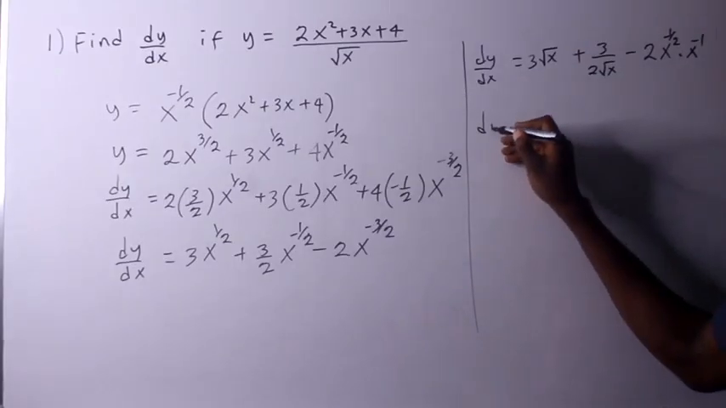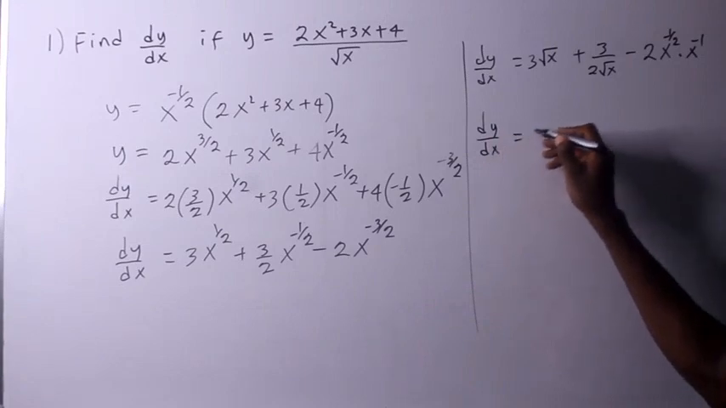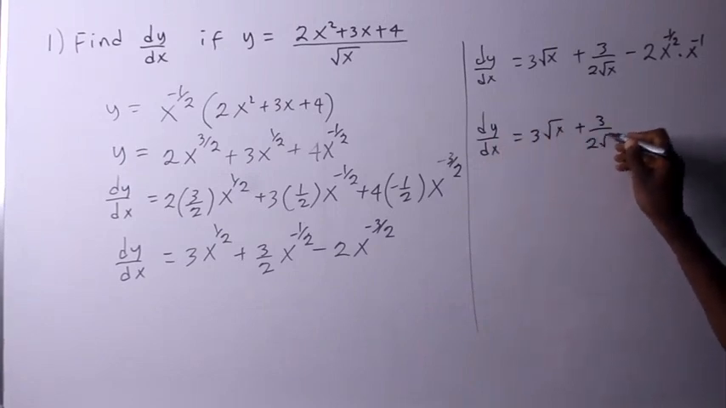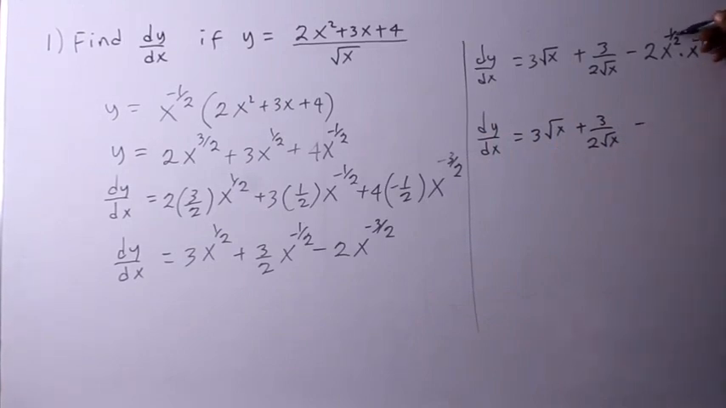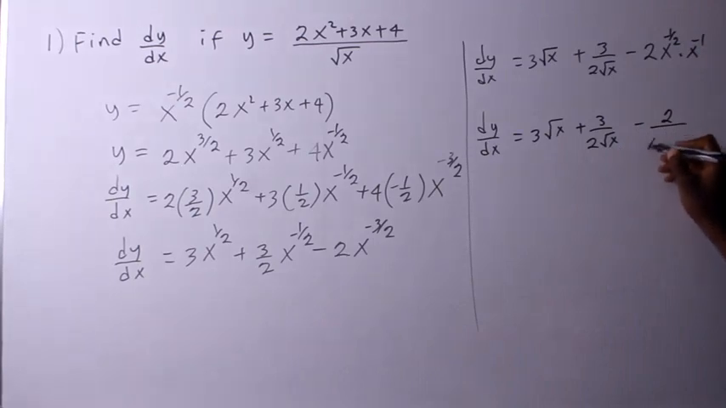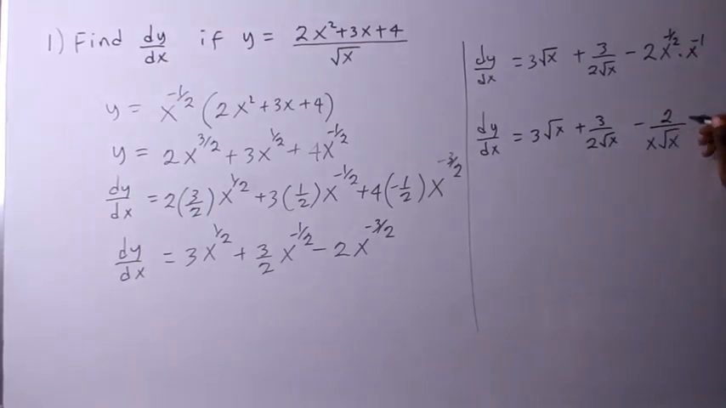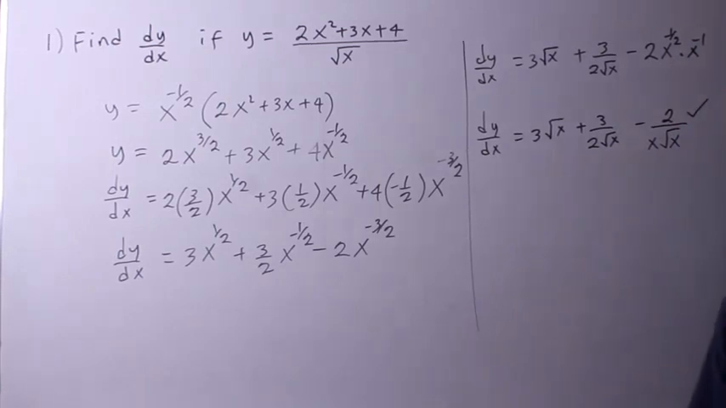So I'll go right ahead and write dy by dx equals to 3 root x plus 3 over 2 root x minus, this and this are going to go in the denominator. So I'm going to have 2 over x, this goes, it becomes x, and this goes, it becomes root x. And this is the result.